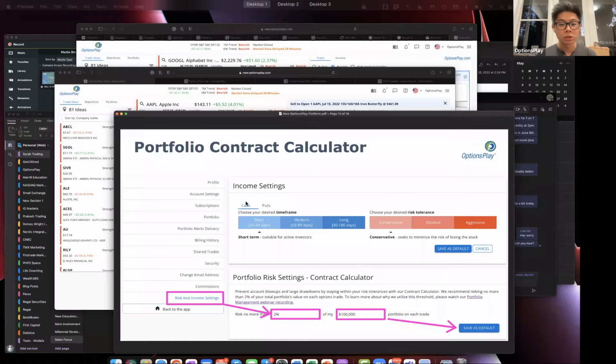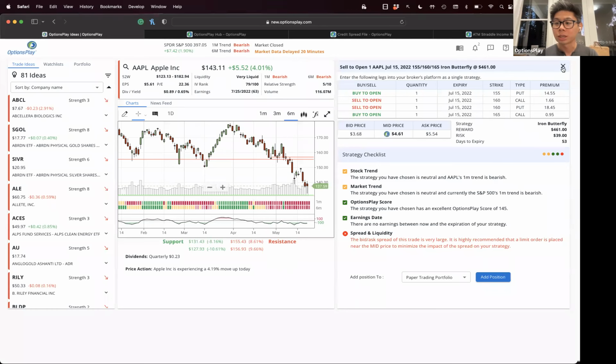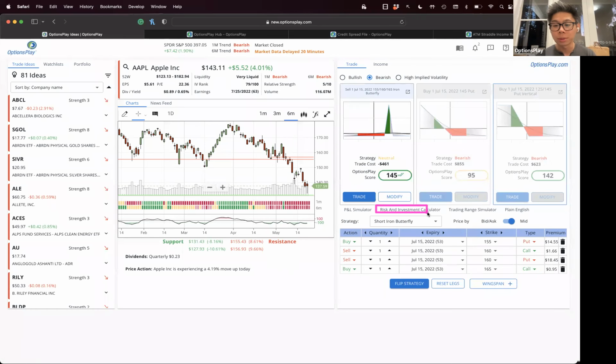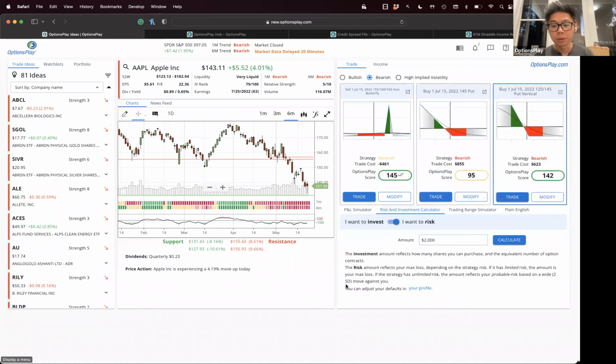You can also find this when you go to your risk and investment calculator. So on your platform, you will see a risk and investment calculator. When you click on the risk and investment calculator, there will be a button here at the bottom that says you can adjust these defaults in your portfolio.